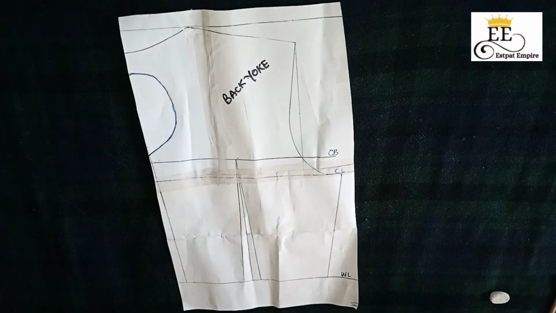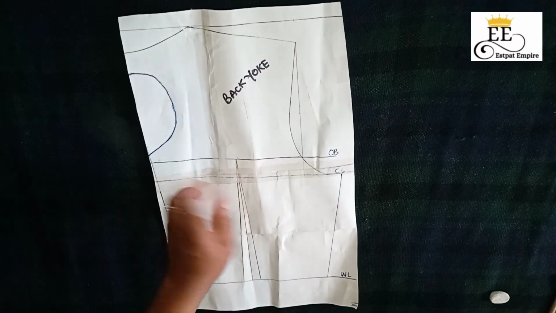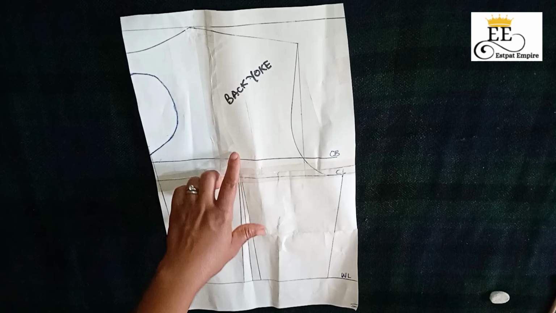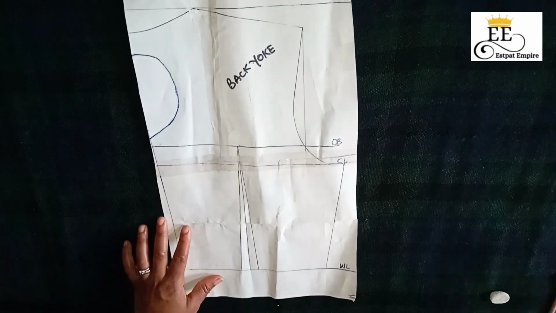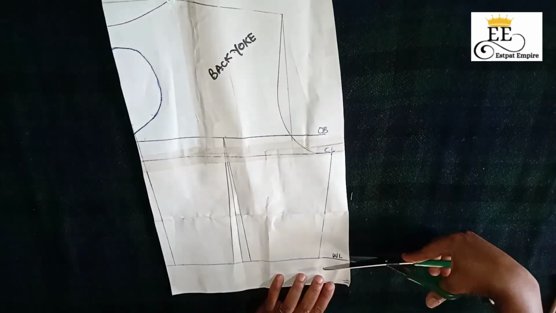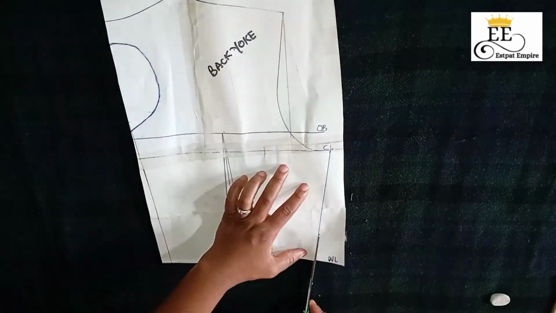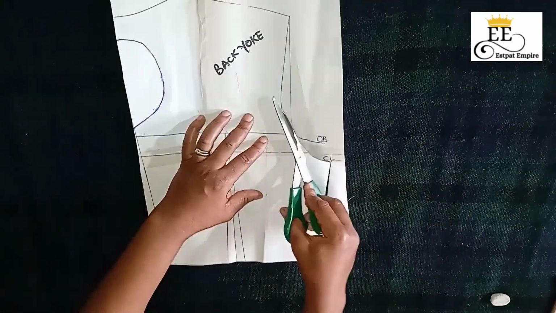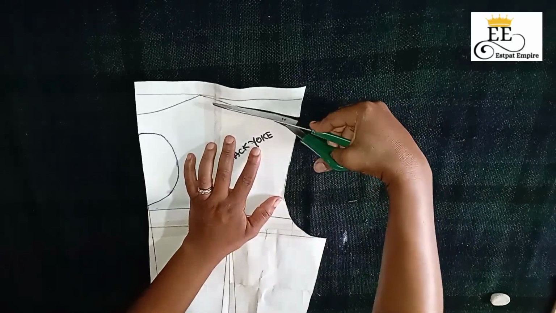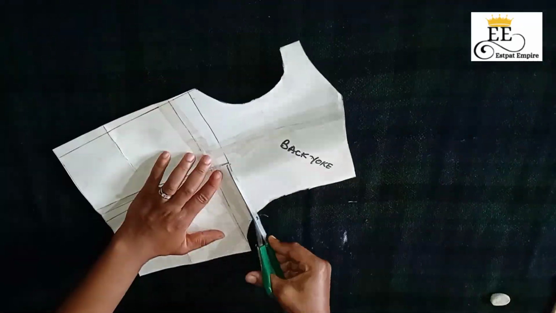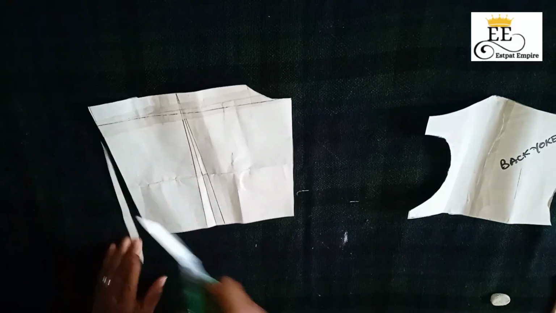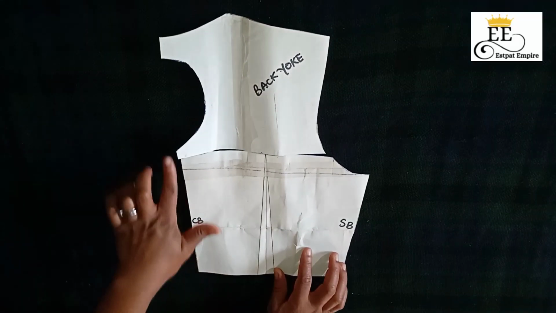So for the back yoke, there will be no need to extend the darts, and there will be no need to work on that part because the darts did not get into the yoke area. I hope you understand. So now I'm done with the pattern drafting and it's time to cut. So let's cut out the pattern, and yeah, the back pattern is ready, as you can see guys.